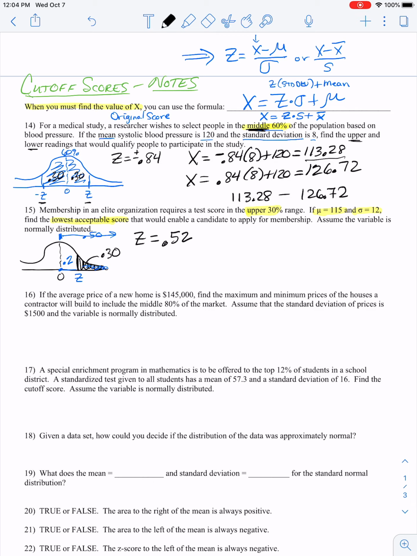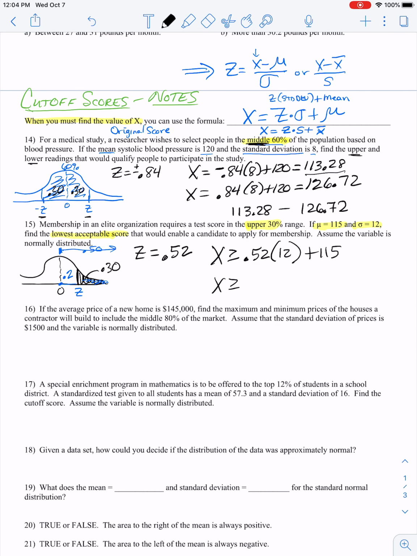All right, so then my lowest acceptable score, and I may even say this is greater than or equal to, because my lowest score or higher would get me in the club. So I'm going to say 0.52 times the standard deviation, which is 12, plus 115, which is the mean. And when you calculate this one, we fall in at 121.24, and that would be your cutoff score, or the minimum value to get you in the club.